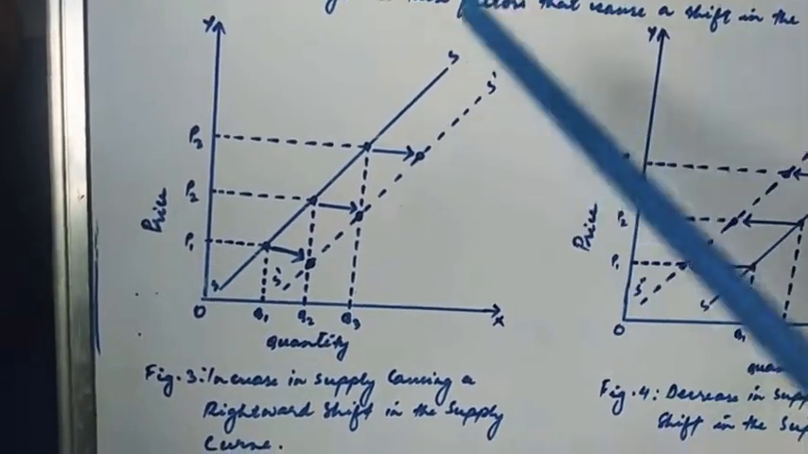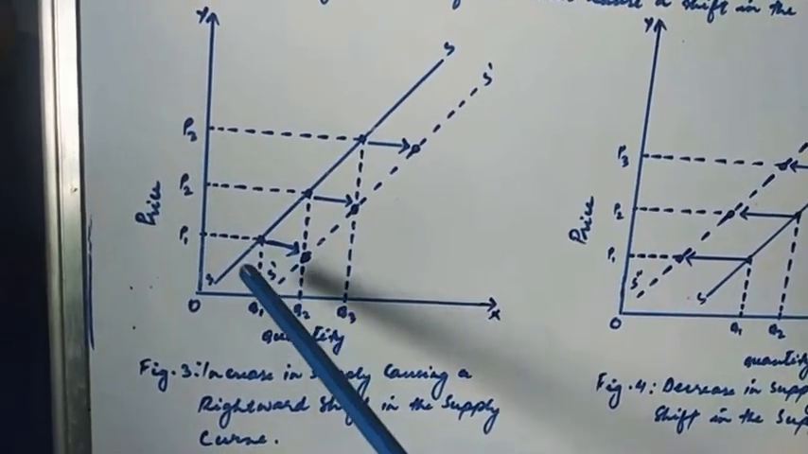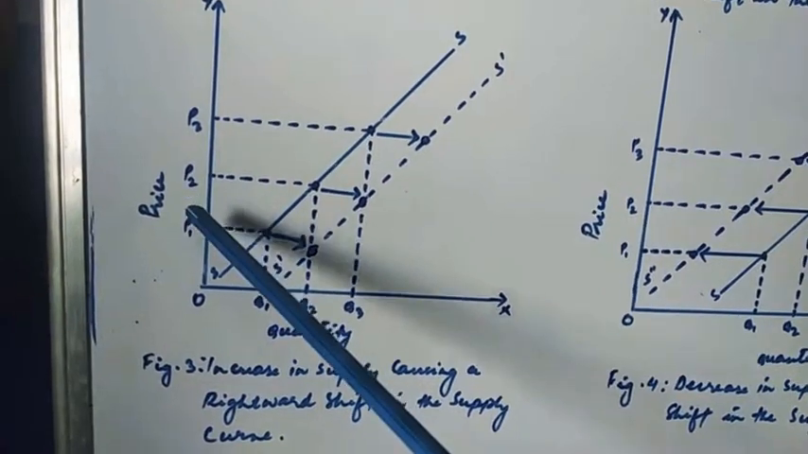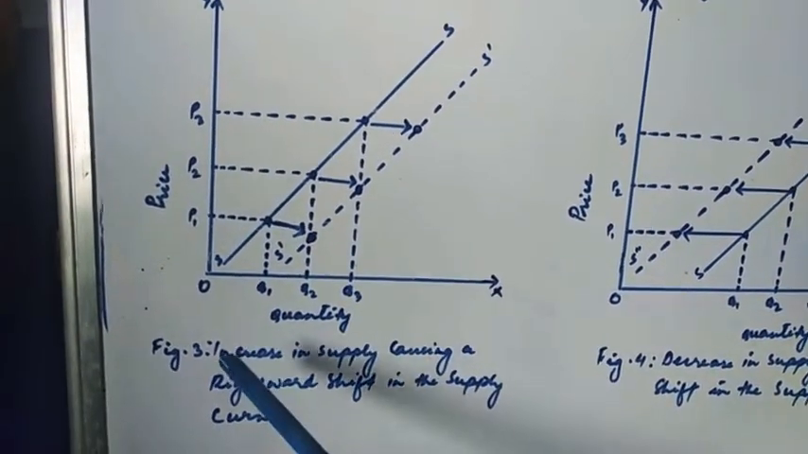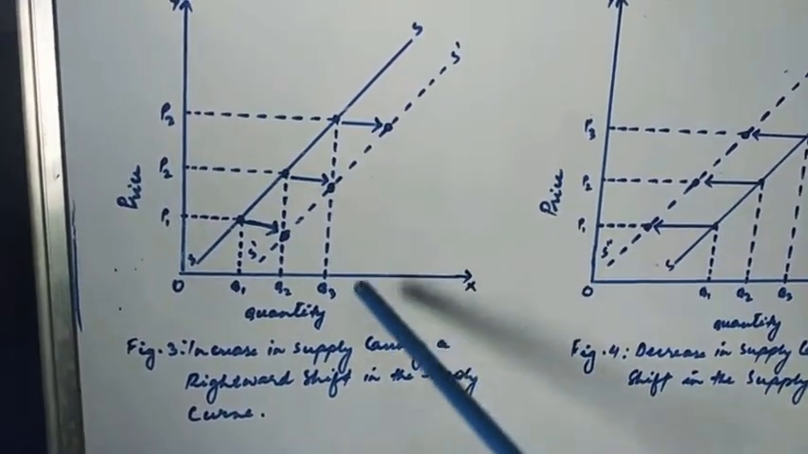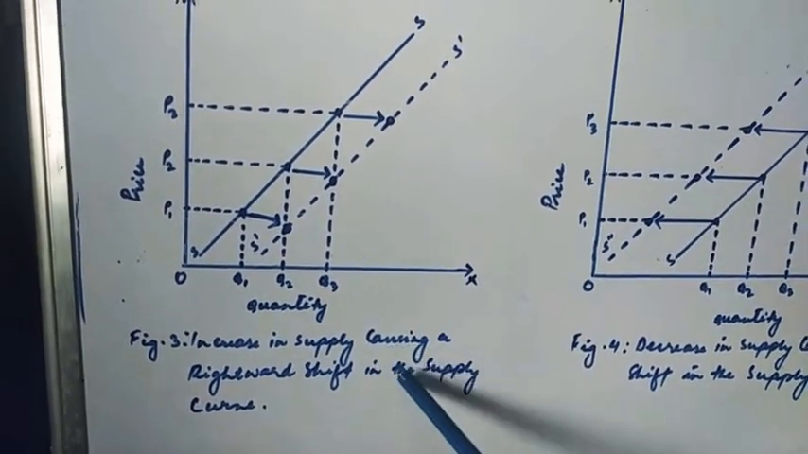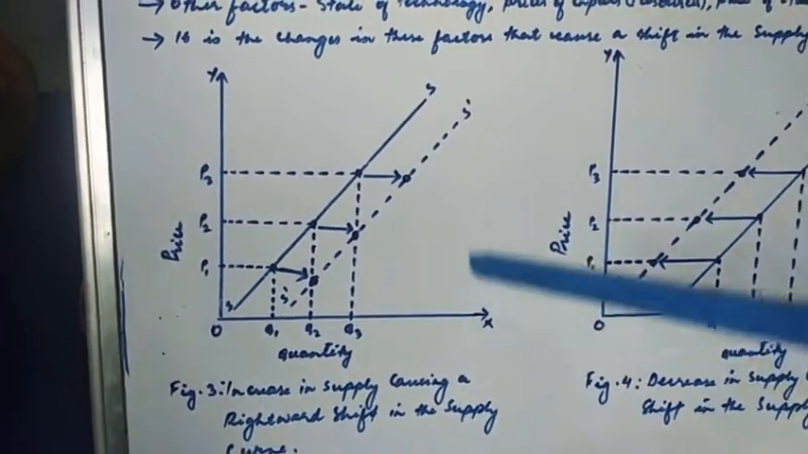which indicates that more quantity can be supplied at the same prices. So that is increase in the supply, causing a rightward shift in the supply curve.